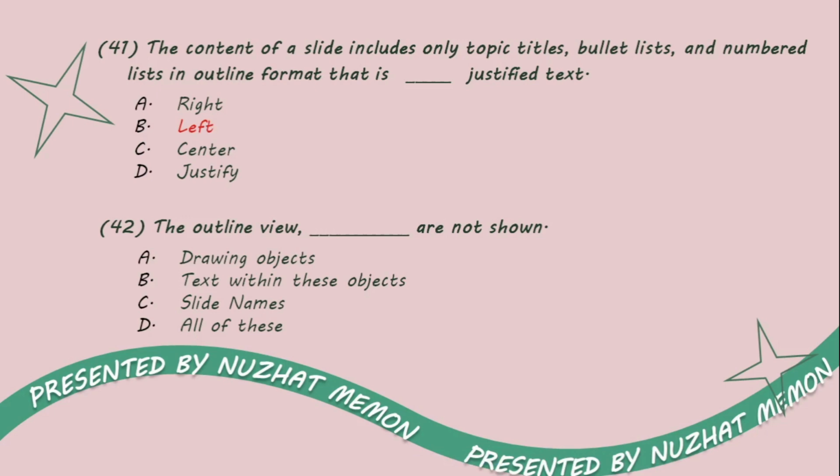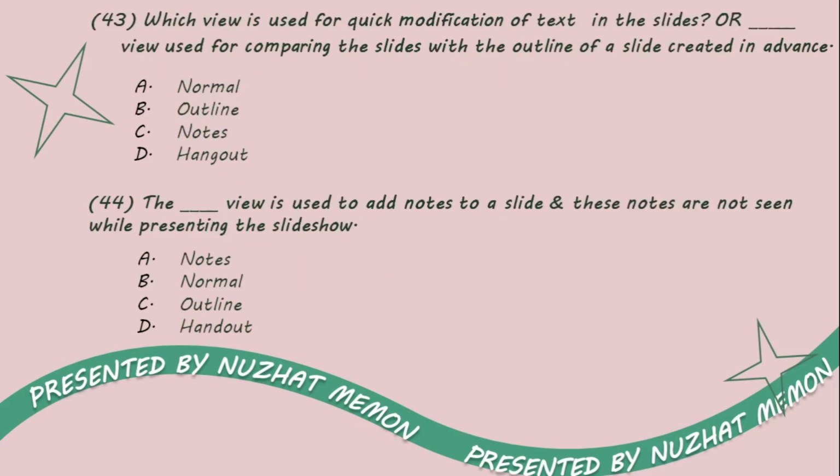42. The outline view dash are not shown. So here the correct option is they do not show drawing objects, they do not show text within these objects, and third, they do not show the slide names, right? Next, which view is used for quick modification of text in slides, or dash view is used for comparing the slides with the outline of a slide created in advance. So here again the answer is in the question itself. It is option B, that is outline view.